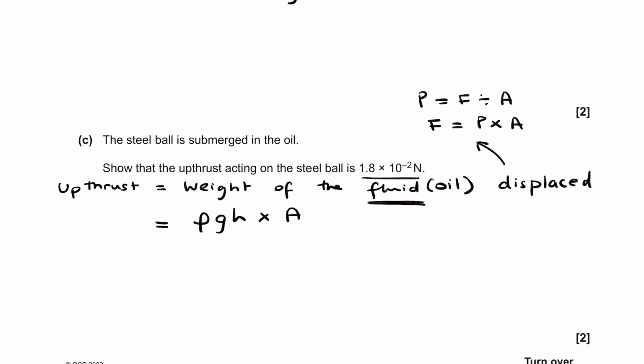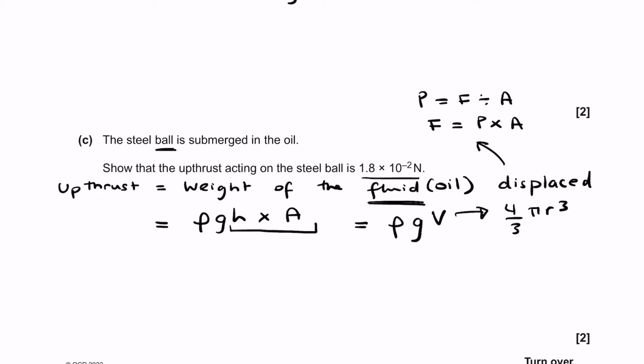Okay, so therefore the upthrust can be calculated by using the fluid pressure as rho GH times the area, and because we are neither given the height nor the area, I can simply combine these two to put it as volume. Okay, so volume, and because it's a steel ball, it's assumed to be spherical, and it is given by 4/3 pi r cubed. Okay, 4/3 pi r cubed.